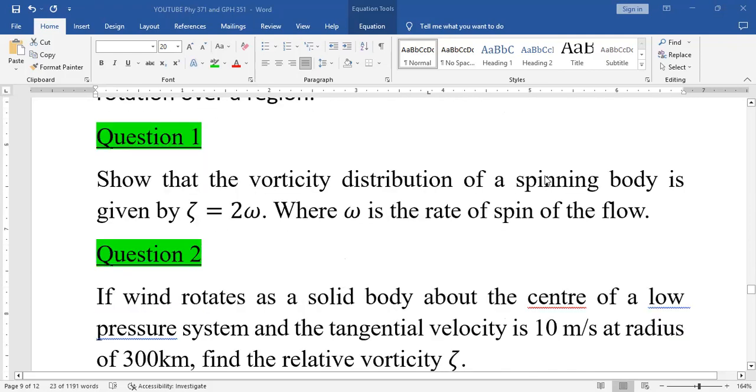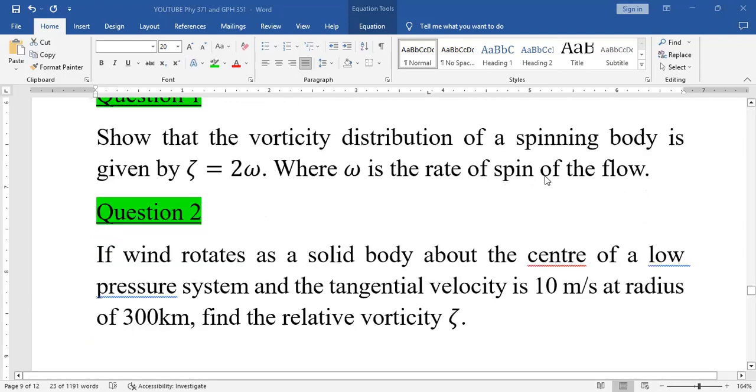Today we shall be looking at how we can derive a mathematical expression for vorticity and how we can also use that expression to solve the following problem. Let's get started. The first question said, show that the vorticity distribution of a spinning body is given by vorticity equals 2 omega, where omega is the rate of spin of fluid. So we are going to derive this expression here, vorticity equals 2 omega.